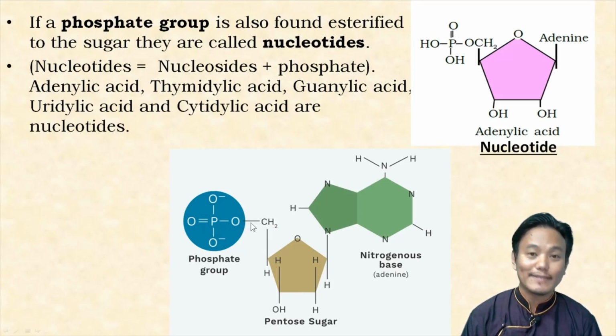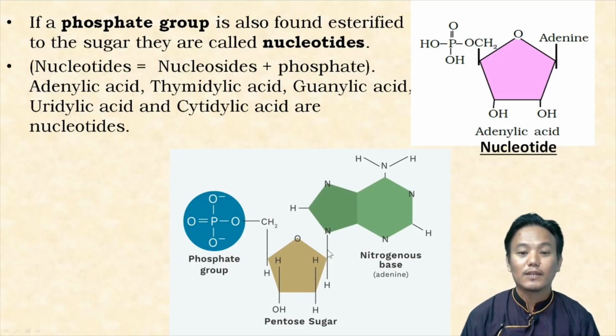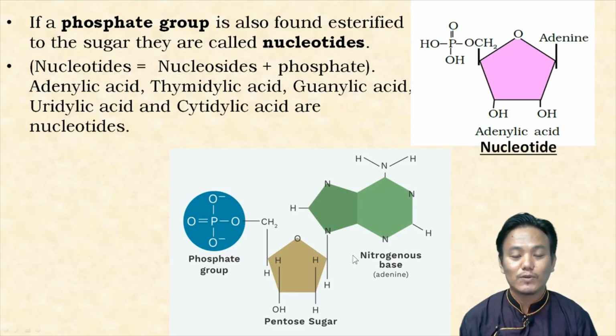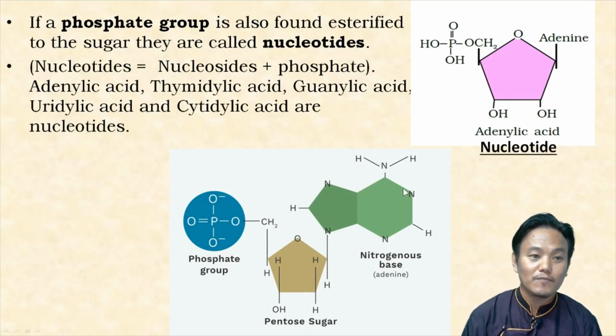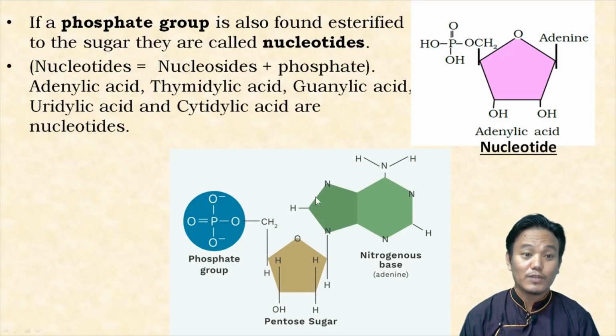So the bond between the phosphate group and the fifth carbon of the ribose sugar is called an ester bond, and the bond between the first carbon and the nitrogenous base is called a glycosidic bond. So these are the two bonds present inside the nucleotide. So that is all about nucleotides.